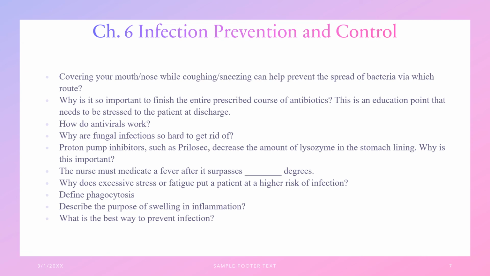Why are fungal infections so hard to get rid of? We can see this on page 105. Fungal infections in humans are called mycoses, and they're classified into three main types: cutaneous mycoses, which grow in the outer layer of the skin; subcutaneous mycoses, which involve the deeper layers of the skin, subcutaneous tissues, and sometimes bone; or systemic and deep mycoses.